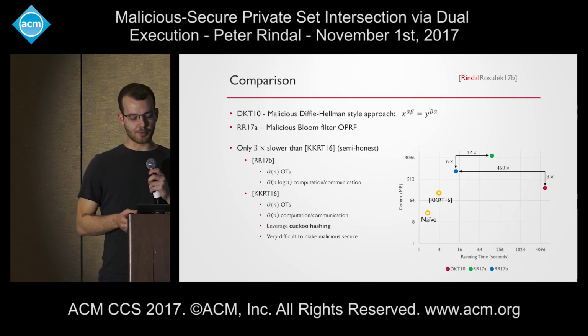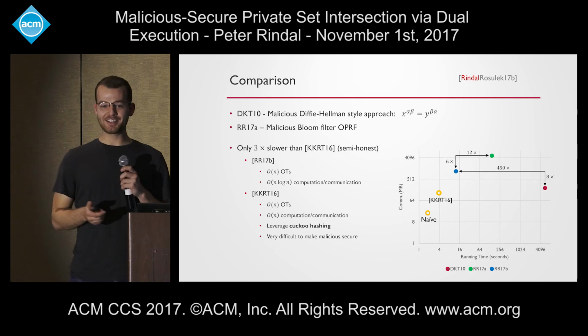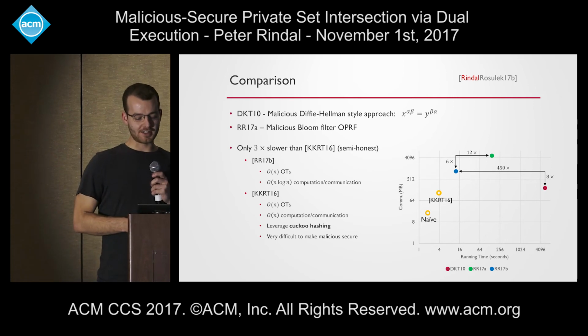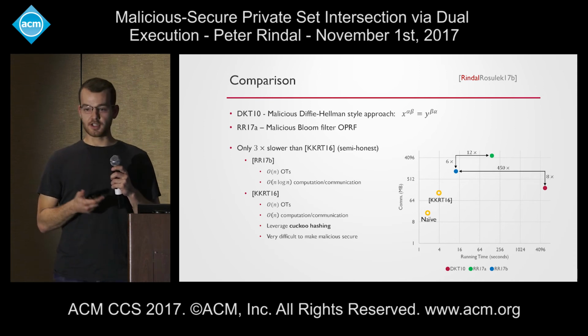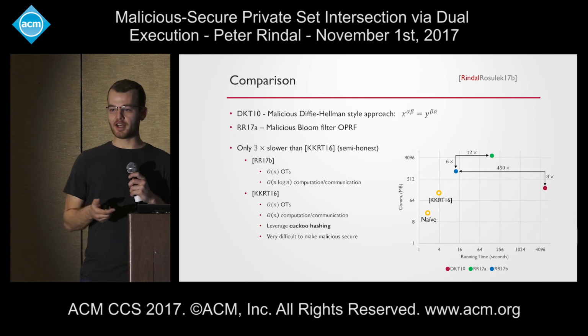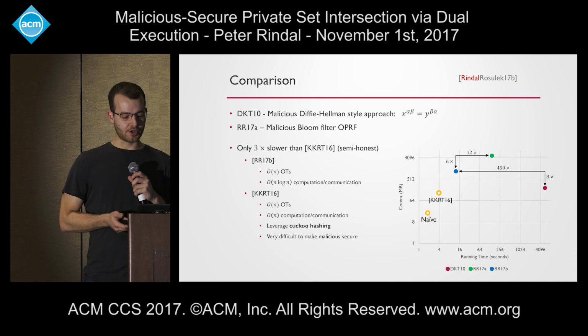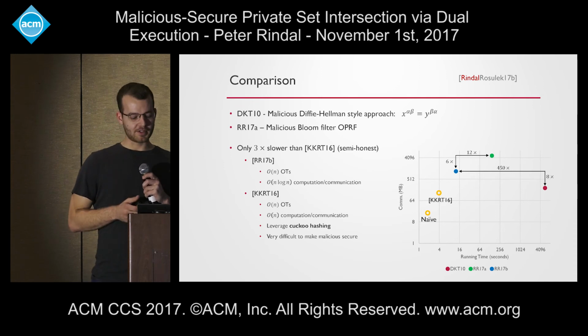And we can also compare to the state-of-the-art semi-honest protocol, and somewhat to our surprise, we're only 3 times slower than the semi-honest protocol, in communication and computation. And this comes from the fact that our protocol requires big O of n oblivious transfers, but we send n log n amount of data in computation, while the state-of-the-art semi-honest protocol does the same number of OTs, but it gets away with sending less and computing less by using a better hashing technique.